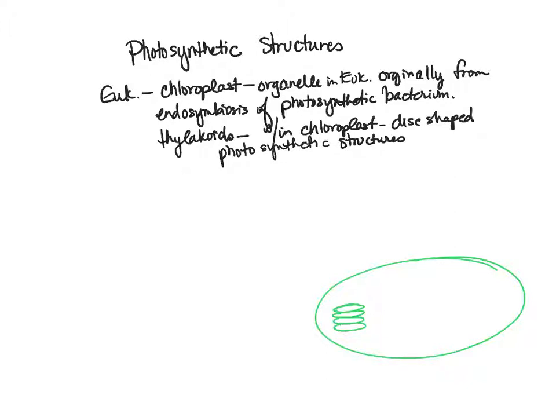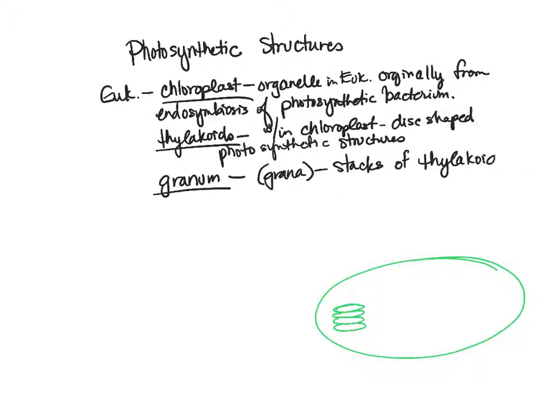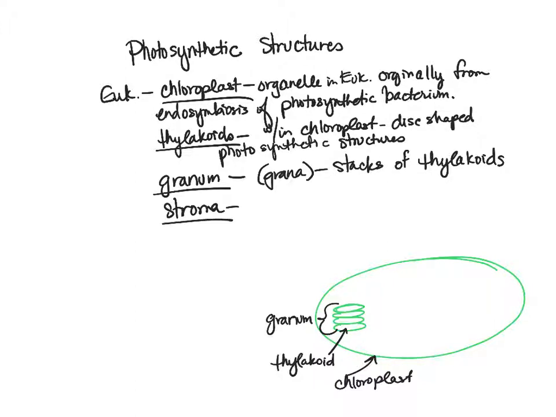I drew them in this way because what we have are called a granum, or grana, plural. I can put that in there, grana. And these are stacks of thylakoids. So this right here is the chloroplast. This right here is a granum, singular. And this individual disc here is the thylakoid. And then we have, lastly, the stroma. The stroma is just the space that's surrounding the granum within the chloroplast.